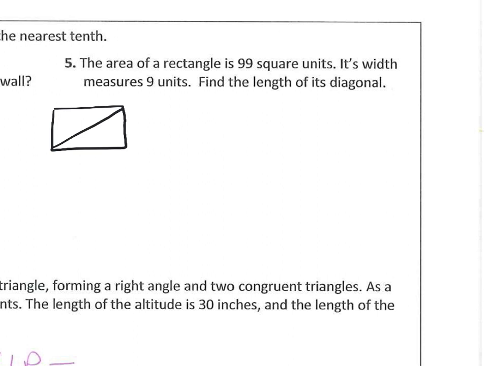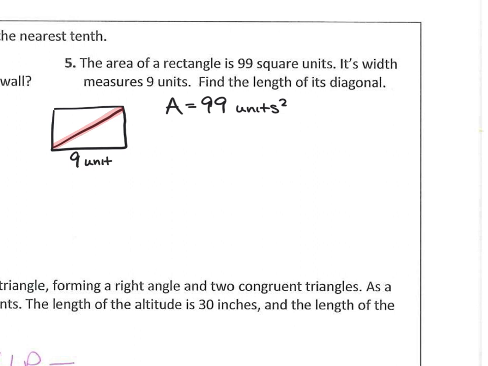So here's what we know. In this problem, it says that the area of the rectangle is 99 square units. Its width, how wide it is, 9 units. You see how I'm adding numbers to an image as I go? It wants me to find the length of its diagonal. It wants me to find this hypotenuse. If this was a TV, what would the measurement of that TV be?